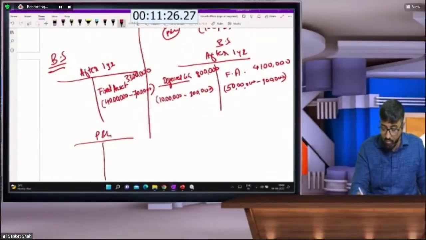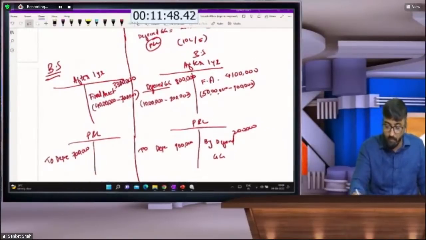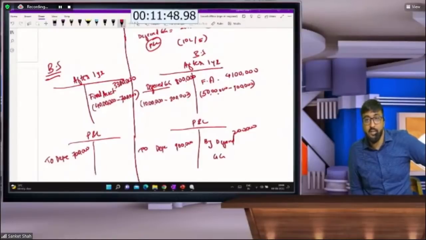And P&L account, depreciation 7 lakhs. Here, depreciation 9 lakhs, and by deferred GG 2 lakhs. So see, in the first case, there is no balance under reserves and surplus. And in the second case, after 1 year, yes, balance will be 41 lakhs.